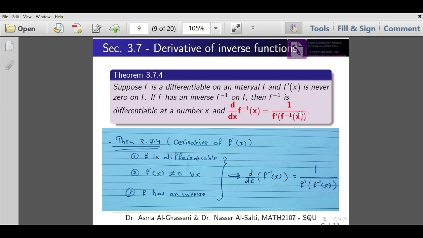Why do we need to use this relation? Because we don't have to find f inverse every time and then find the derivative. Sometimes you cannot evaluate the inverse of a function because it takes a long time or it's hard to do. So that's why we use this rule to find the derivative of f inverse. So if f is differentiable and the derivative is never 0 for any x, and f has an inverse, we conclude that the derivative of f inverse is given by 1 over f prime of f inverse.